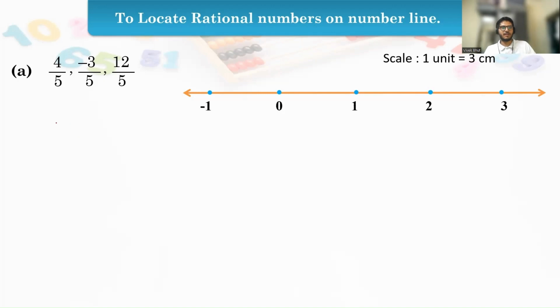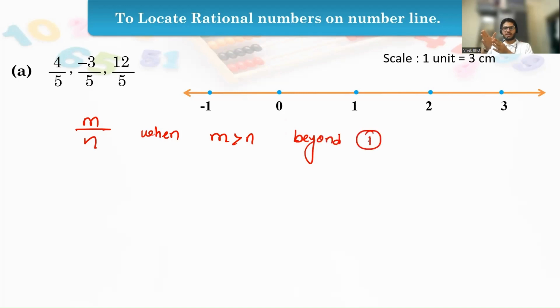Now it's very simple. Let me write one general term. Let's say m by n. Let us represent m as the numerator and n as the denominator. When your m becomes greater than n, in that case the number will be beyond 1. That means the plotting of the number will be beyond 1. Okay, beyond 1 means it can be anywhere ahead of 1, all right?